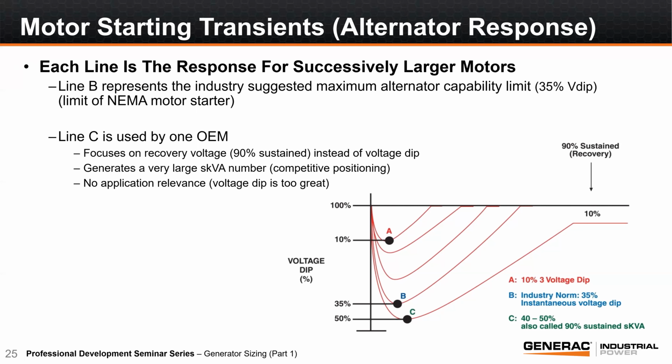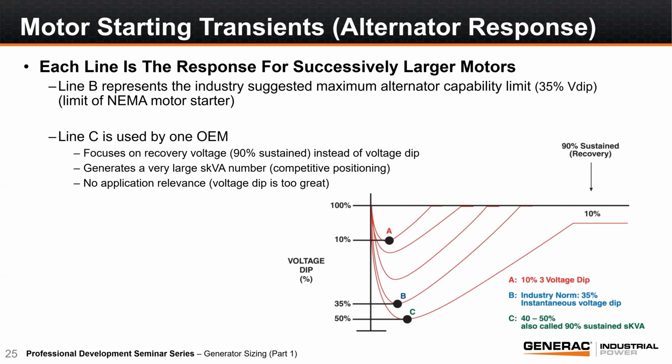Let's jump into this real quick, where we're talking about one specific manufacturer expressing their motor starting based on 90% sustained. It's actually a voltage dip of 40 to 50%. This is well beyond the 35% voltage dip limit of the NEMA motor starter. When an alternator experiences a motor start, or SKVA, then a voltage dip will occur. And the larger the motor is, the greater the voltage dip is that you're going to get.